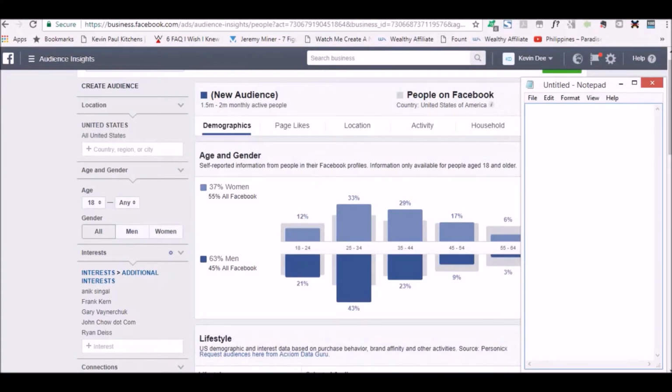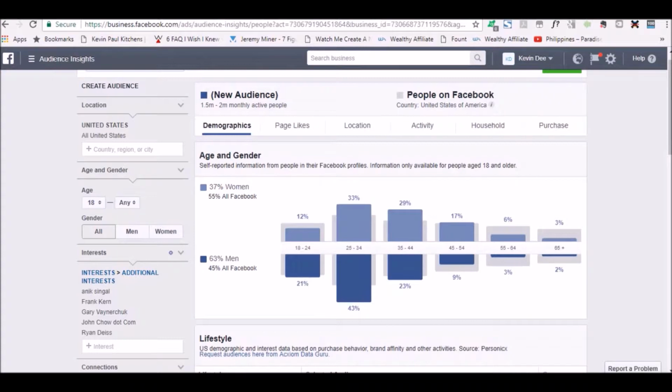And I'll tell you why. Don't think that we're leaving a lot of money on the table, or engagement on the table, by not targeting women, because there's still nearly 40% of women. But here's the point.